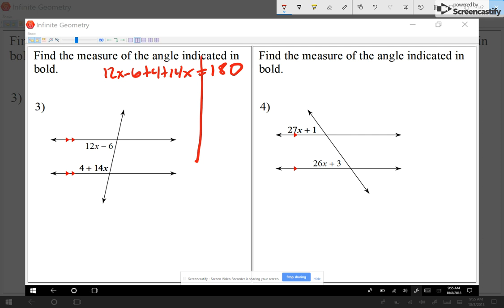Same side interior, they're supplementary. So every time we're dealing with same side interior, you add them up and equals 180. Always with same side interior. Yeah, these two angles together equal 180. How do I know it equals to 180?